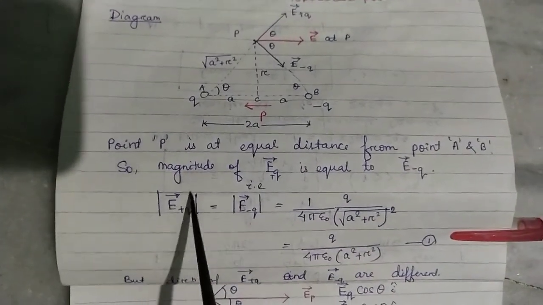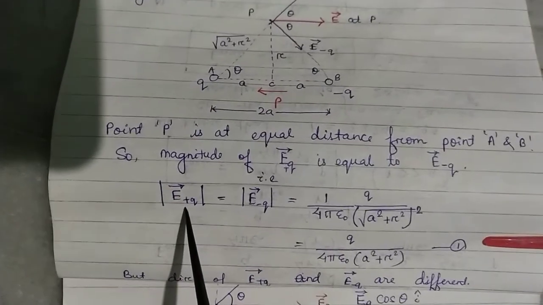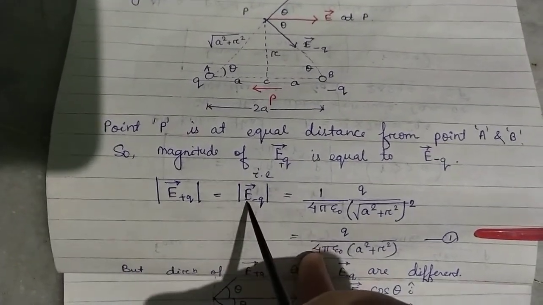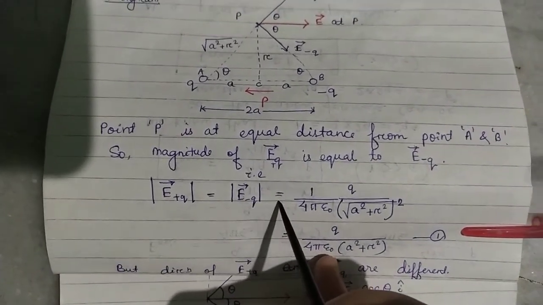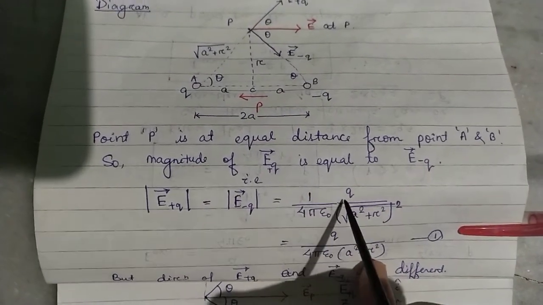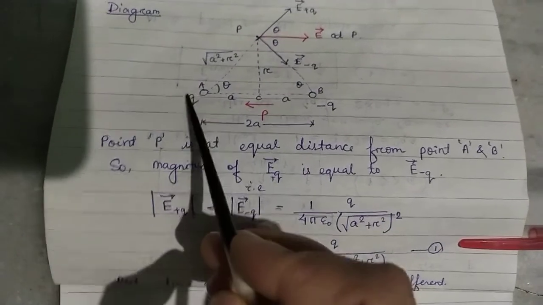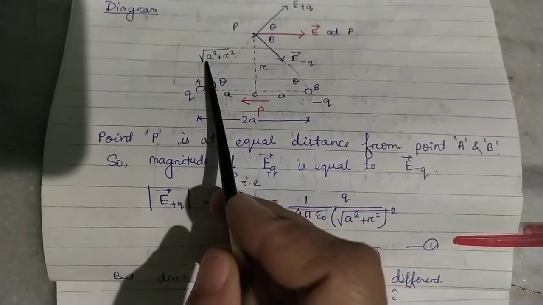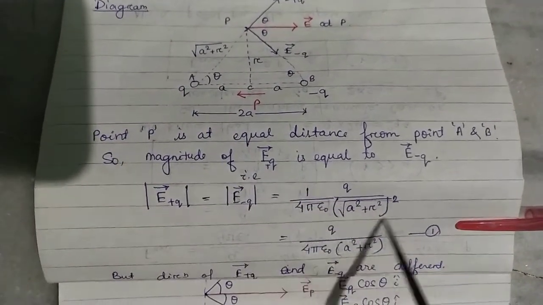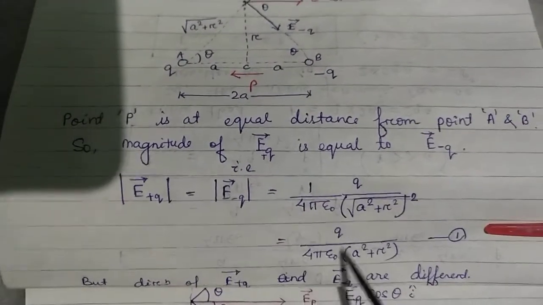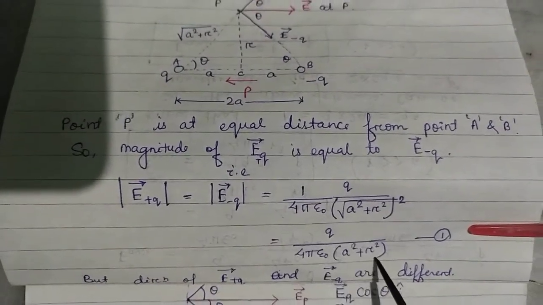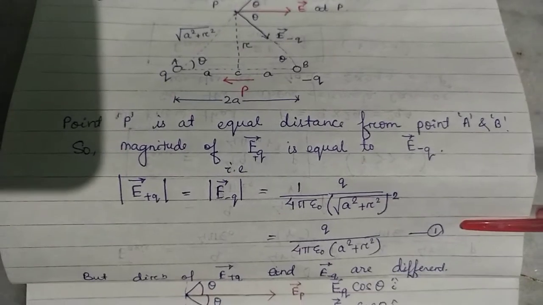So the magnitude of the electric field due to plus Q charge will be equal to the magnitude of the electric field due to minus Q charge. And what is the magnitude? It is 1 by 4 pi epsilon naught, times the magnitude of either of the charges, that is Q, divided by the distance, that is the square root of a square plus r square, whole squared. So we got Q by 4 pi epsilon naught times (a square plus r square). Let this be equation number 1.